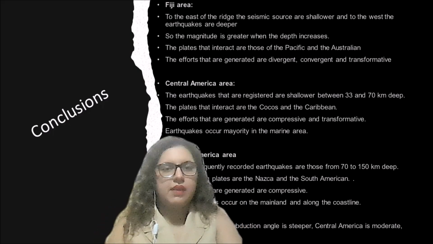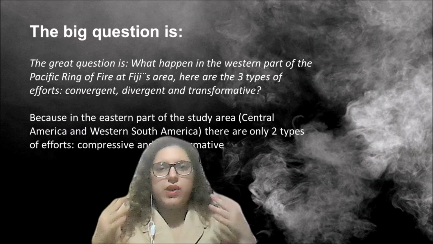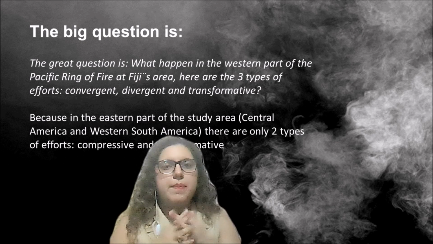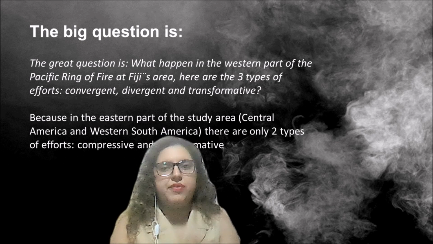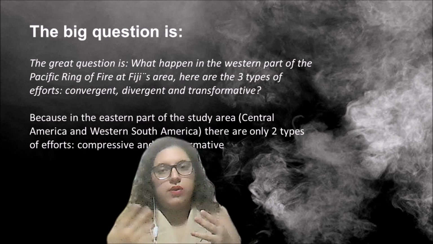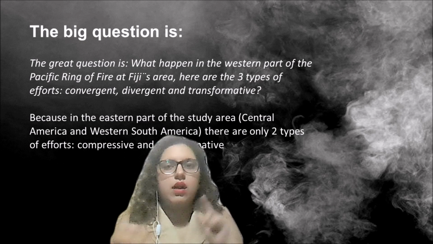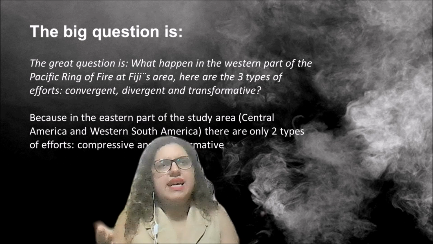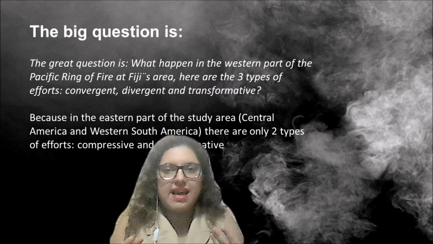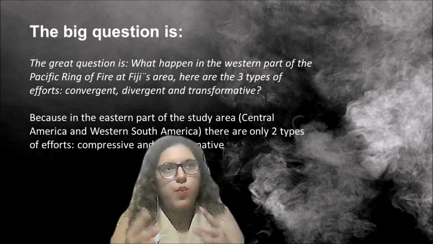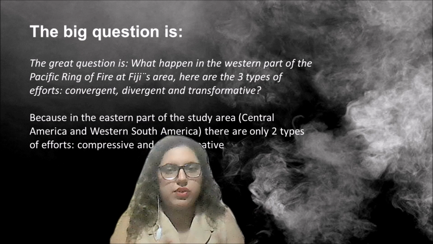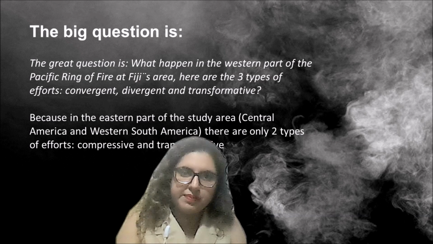And now, the big question is, what happened in the western part of the Pacific Ring of Fire, in the Fiji area? Here in this area there are three types of efforts: convergent, divergent, and transform. Because in the eastern part of the study area, Central America and Western South America, there are only two types of effort, compressive and transform.